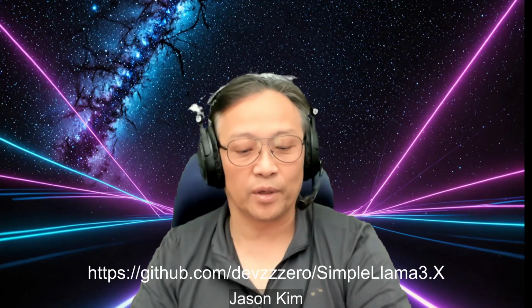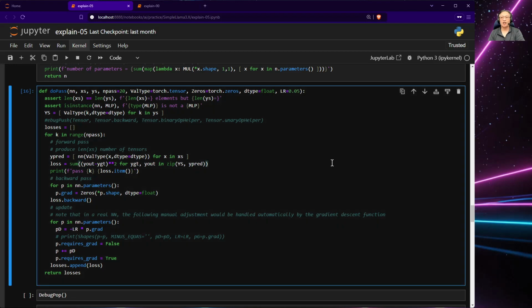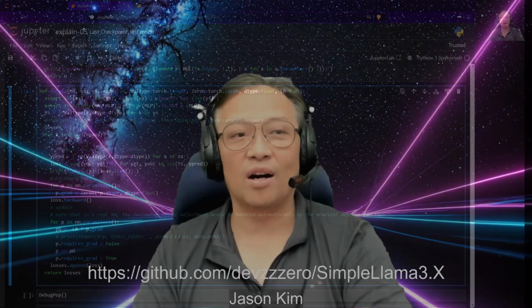Now, for do-pass, I need to emphasize this. Do-pass or something similar to it is basically how you train your neural network. It does get more complicated, but the basics are the same, meaning the basics itself don't change.